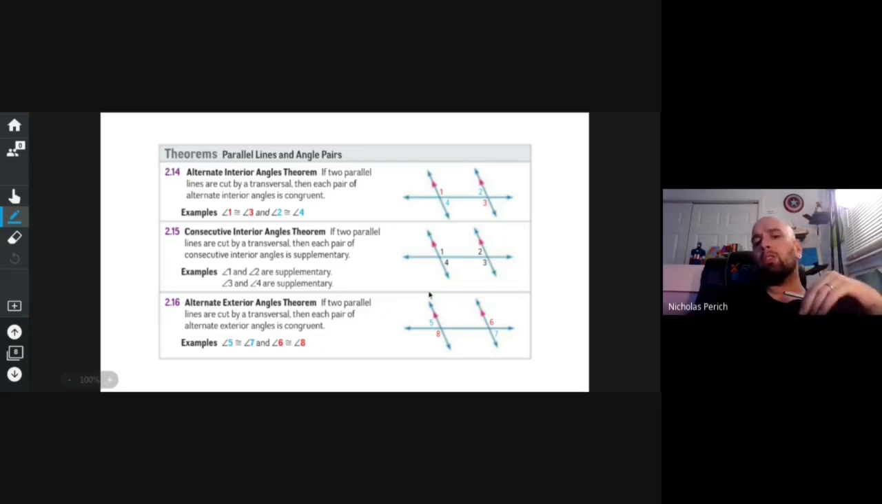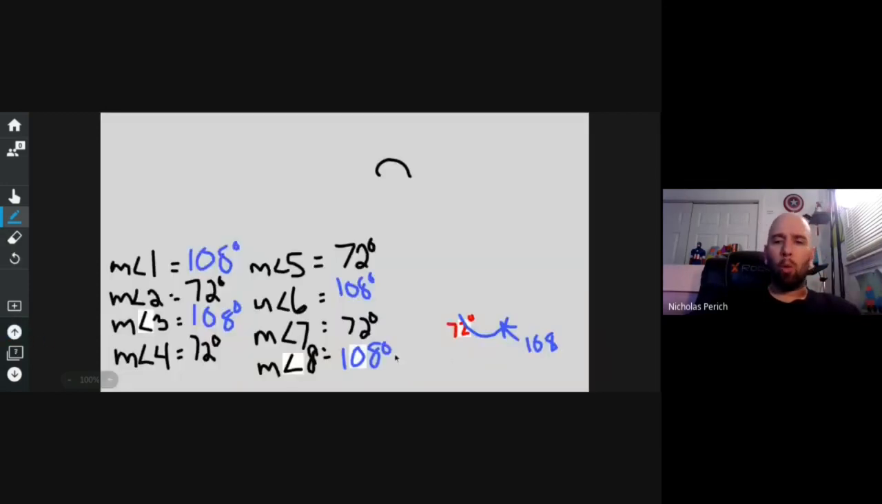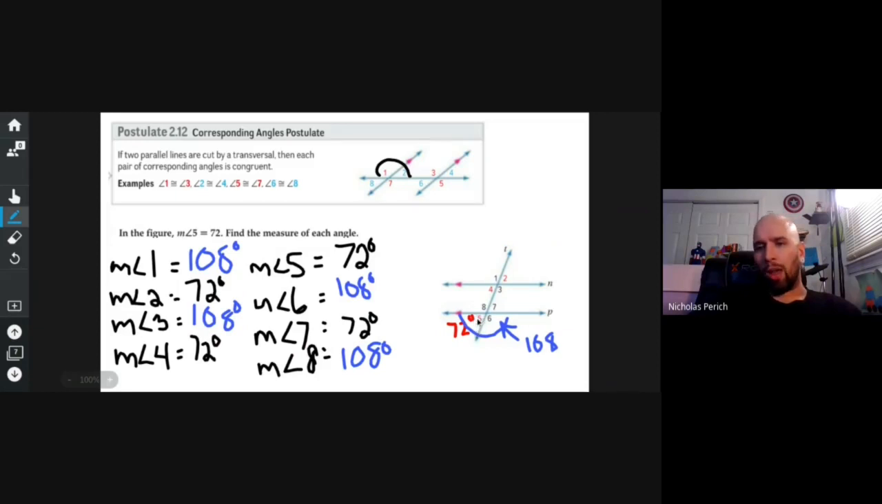And alternate exterior angles theorem says that 8 and 6 are equal and 5 and 7 are equal. That's what we get when we do all of these. I mean, since 5 is equal to 7 and 7 is equal to 4 and 4 is equal to 2, I might as well just say 5 is equal to 2 because of the alternate exterior angles theorem or the definition of alternate exterior angles.